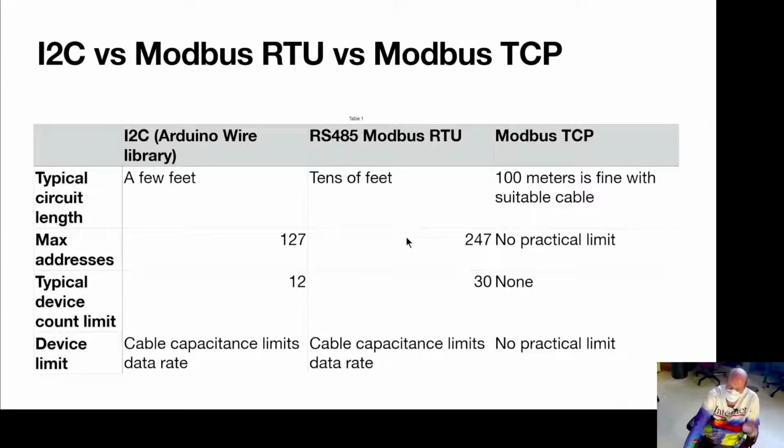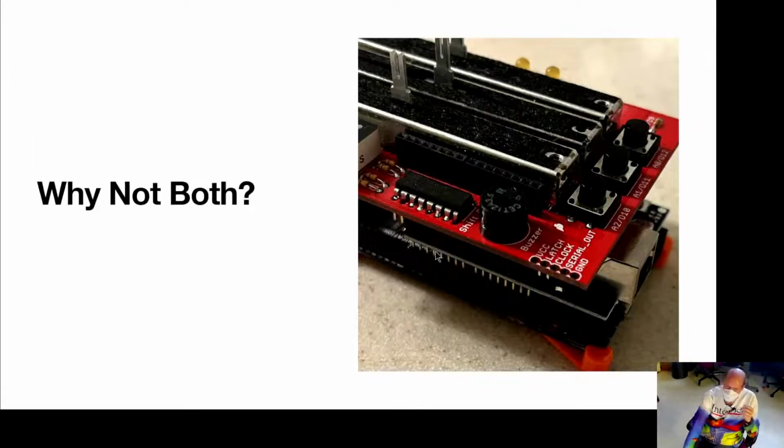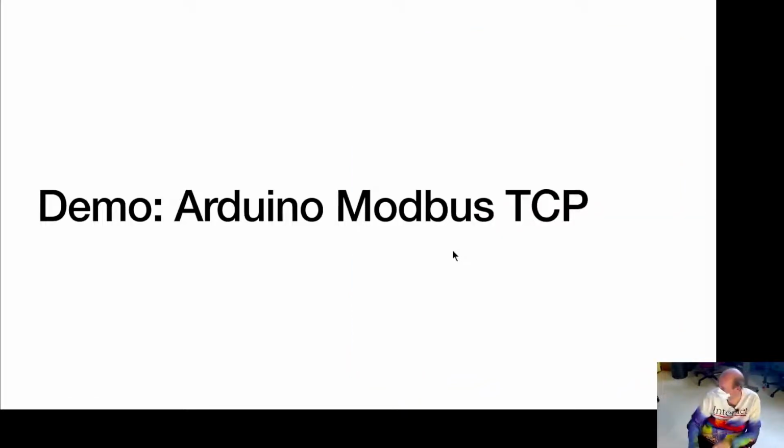So I've already explained to you that for a longer cable run or more devices, you'd prefer to use Modbus TCP. What if we wanted to talk to an Arduino? So it turns out you can run Modbus TCP or RTU on an Arduino. So let's see if that demo works for me today.